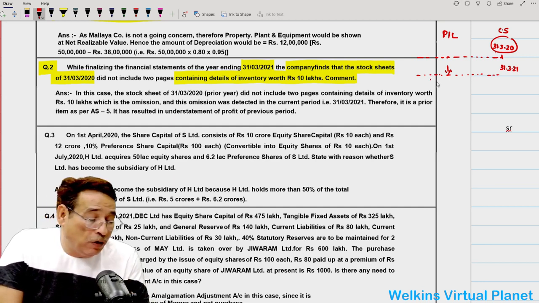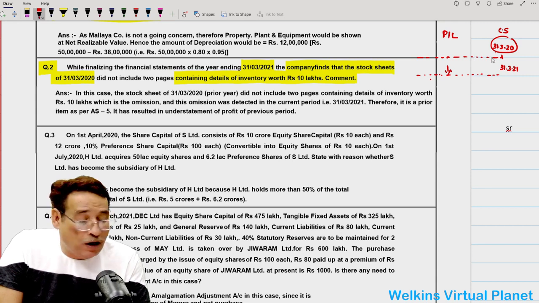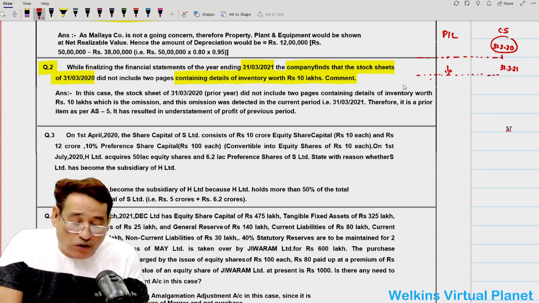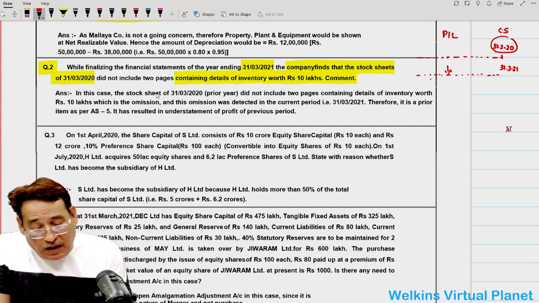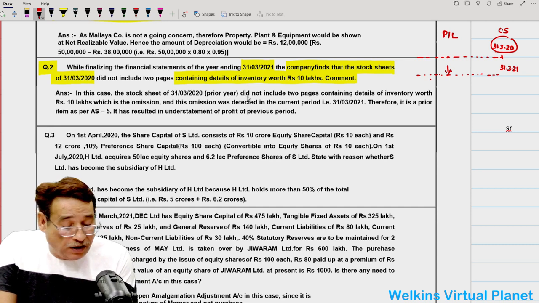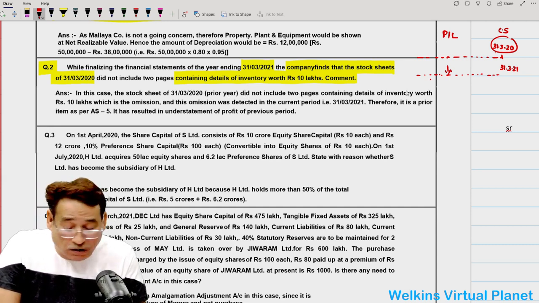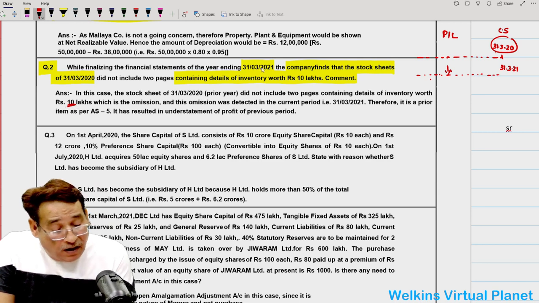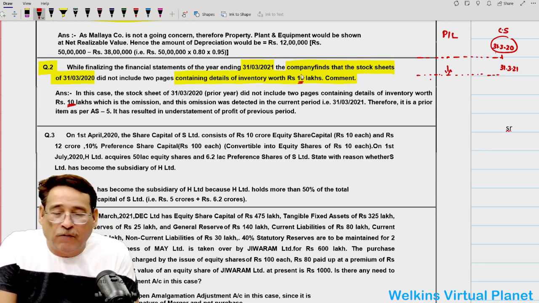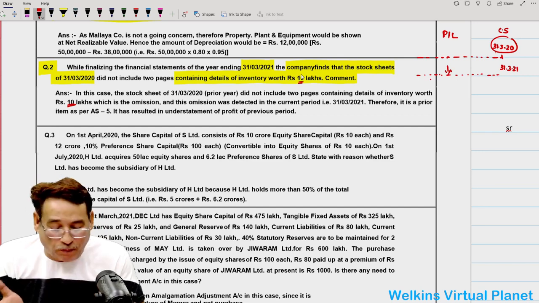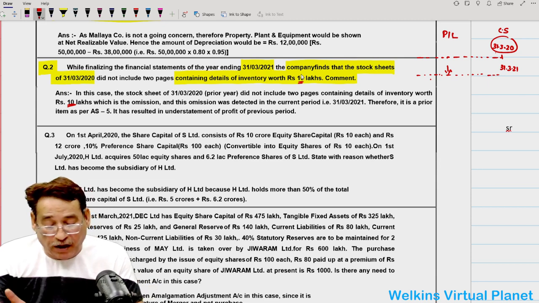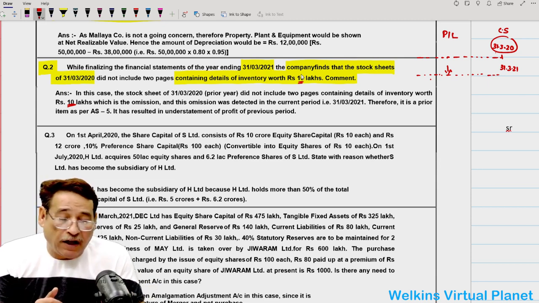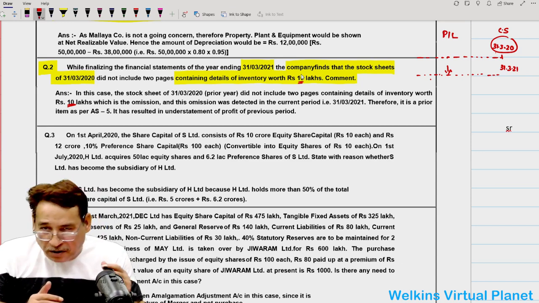And number two, you will also write that previous year's profit and loss account is undervalued because we did not take into account two details of the stock containing in the two sheets. In this case, stock sheet on 31st 3 2020 did not include two pages containing details of the inventory worth rupees 10 lakh. Correct? Yes, they have written also amount 10 lakh. That means the last year or previous year's profit is undervalued by this particular amount. Correct, number one. And this will be treated as a prior period item. Why will it be treated as a prior period item? Because it is related to the last year and it is detected in the current year. So that is why it is a prior period item.